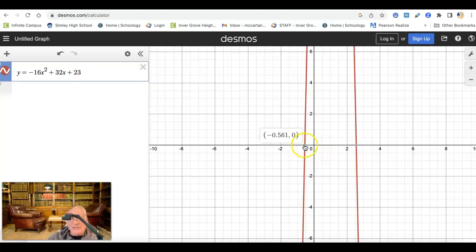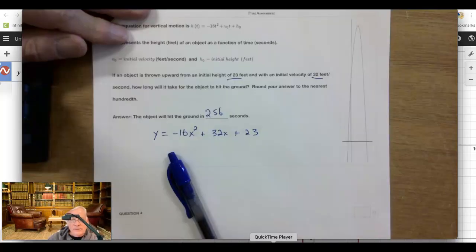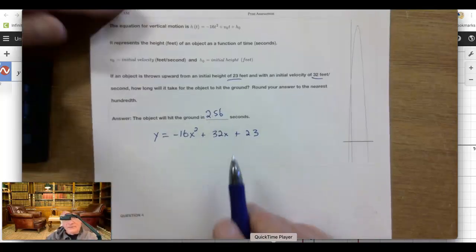Again, we have a negative answer here, but that's a negative time. It doesn't make sense in the real world. All right, I have kind of a weird thing going on with my camera here. Sorry about that. All right, 2.56. So I put 2.56 right there.